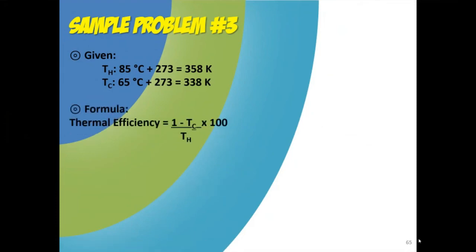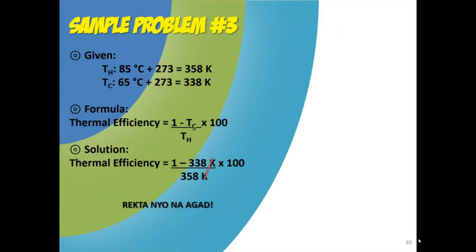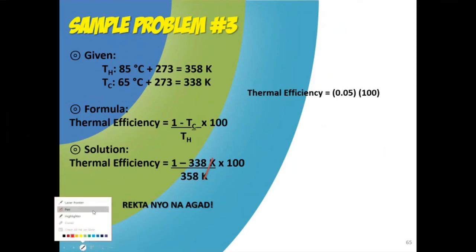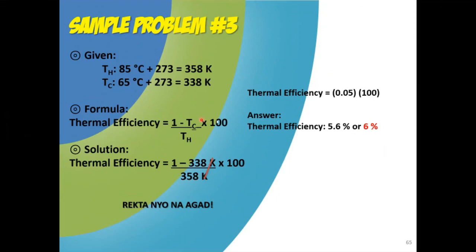So the formula is what we will use, based on what I showed earlier. For our solution, we will compute directly: 1 minus 338 divided by 358. That simple. So 0.056 times 100 equals a thermal efficiency of 5.6%, or if we want to round it off, and our rule here is that if it should be rounded off, please round it off. So, 6%.